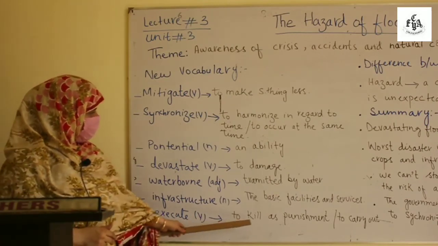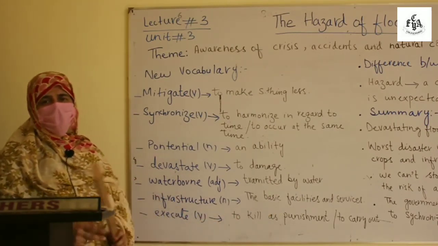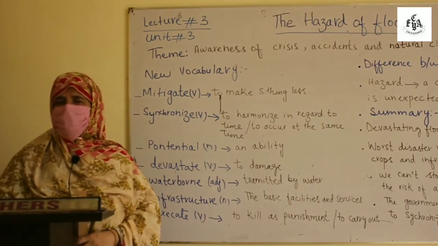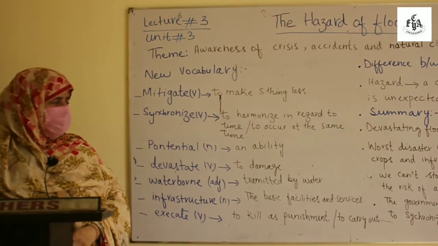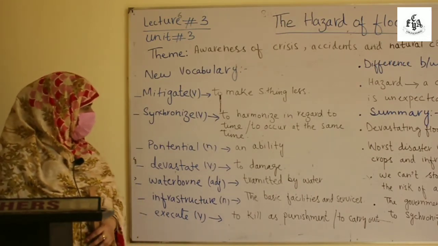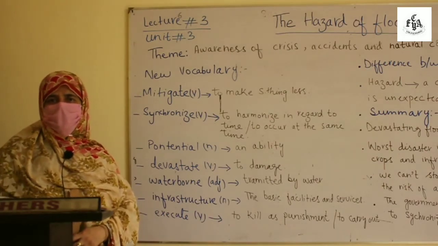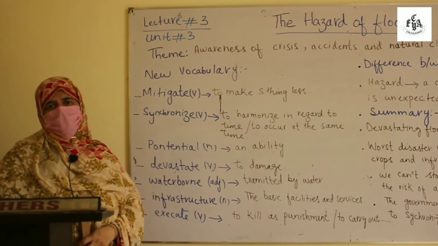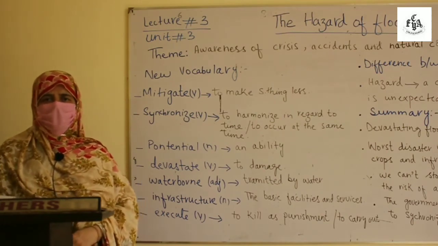Execute is to kill or punish. Whenever you are killing or giving punishment to someone, it is called execute. Execute is also to carry out, to follow. When we talk about execute, for example, I will execute your order properly. It means that whatever order you have given me, I have to carry it out properly.